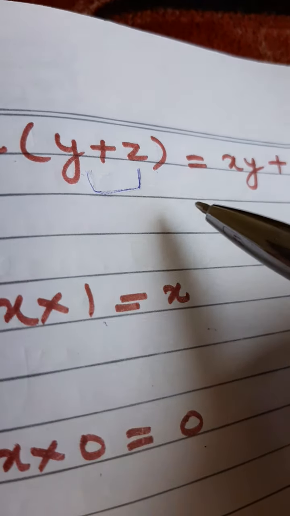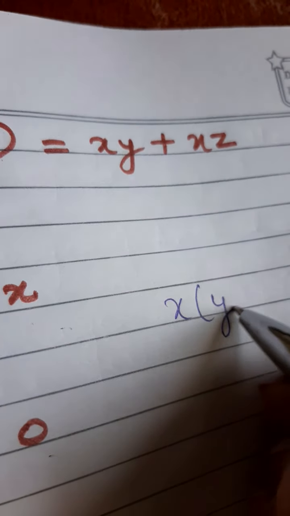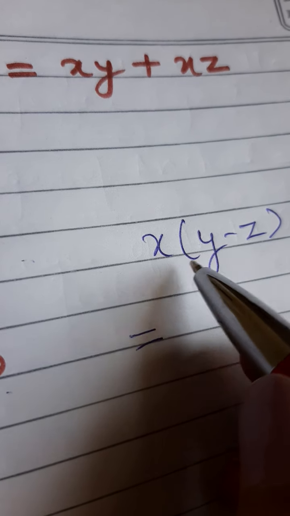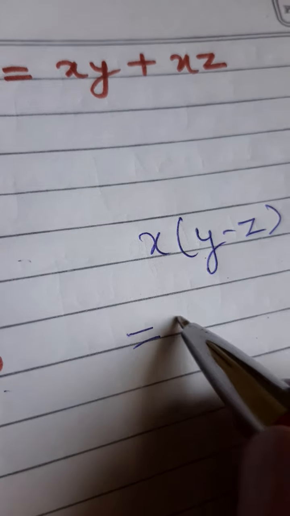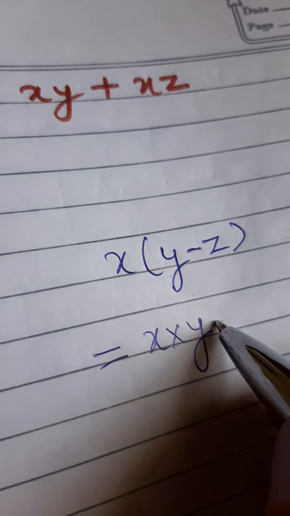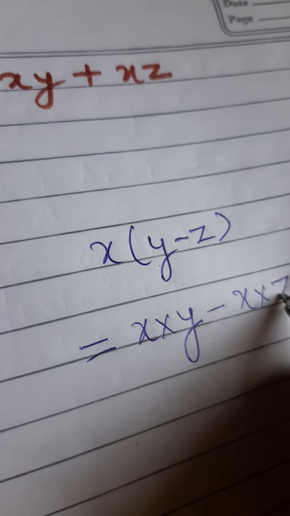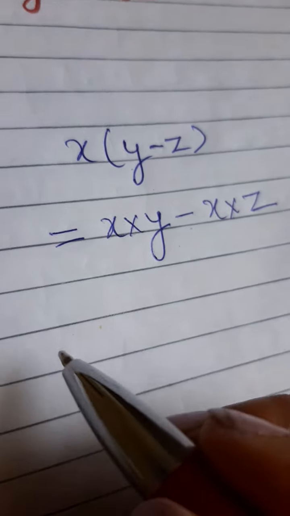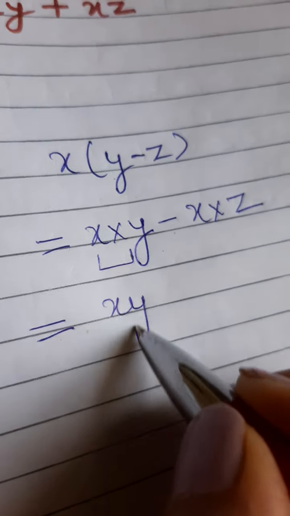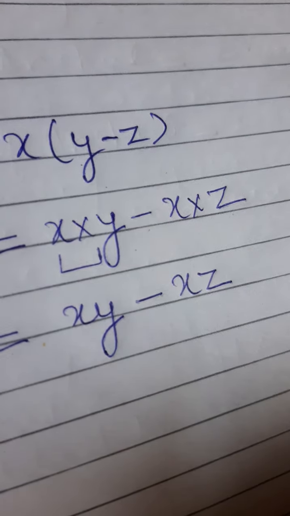This will be true for subtraction also. If we have x multiplied by y minus z, then this is equal to, firstly we will multiply x by the first literal number, x multiplied by y, and because the minus sign is there, we will put a minus sign, and x multiplied by z. So, we will multiply x by z. So, the answer will be xy, minus xz. So, this is the same.